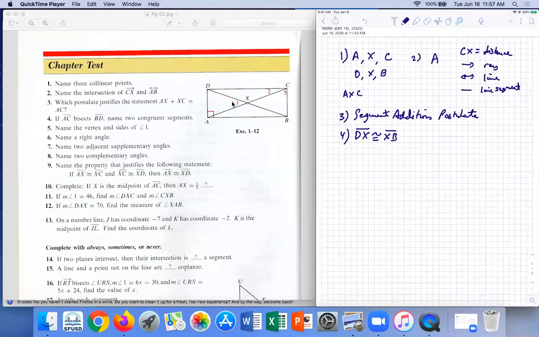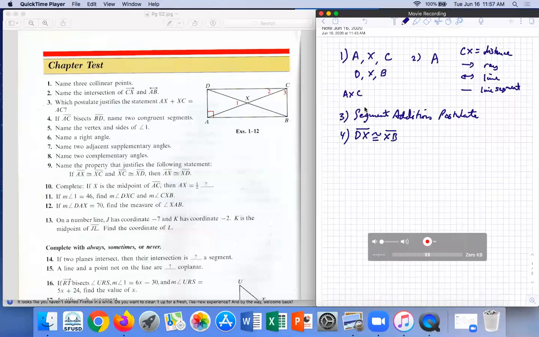A common mistake on this one is people will say AX and XC, right? It doesn't say that BD bisects AC. It could be, but we don't know that. All we know is AC bisects BD, so BD is the one being cut into two. It doesn't mean that AC is being bisected, right? So be careful. AC bisects BD, DX is congruent to XB.